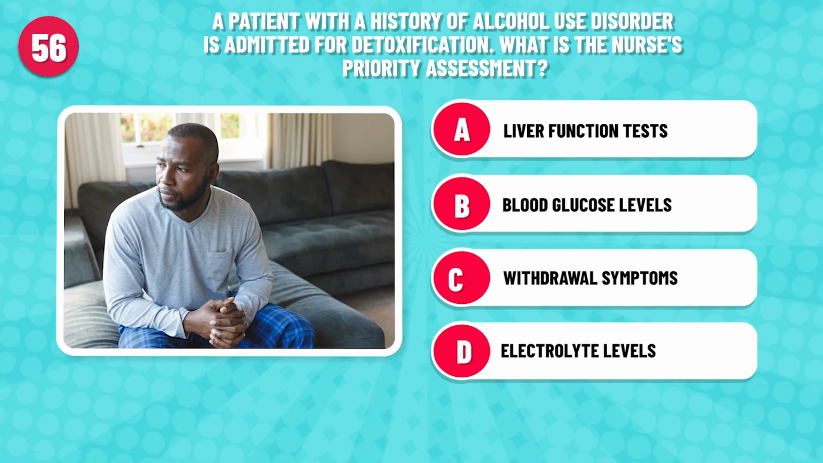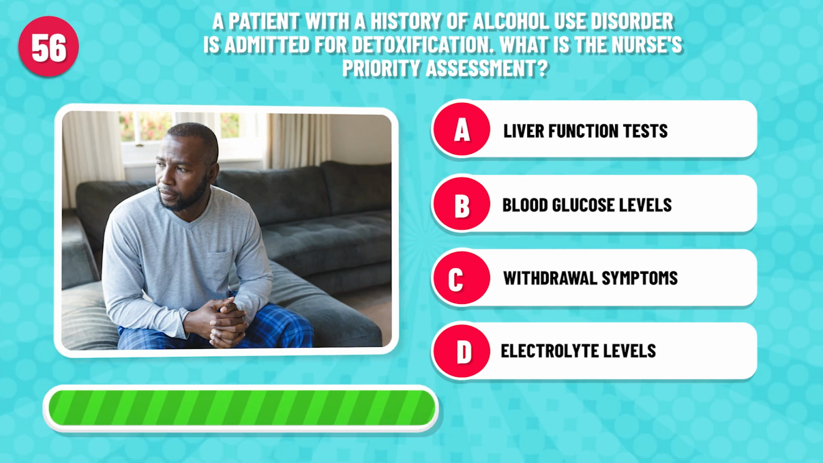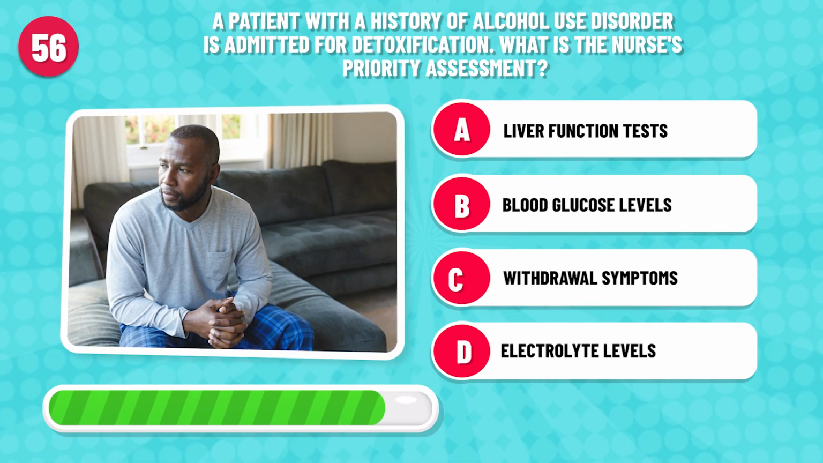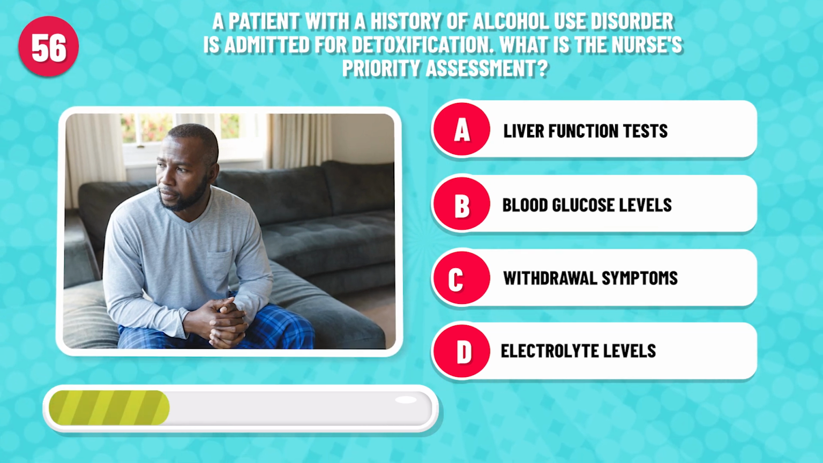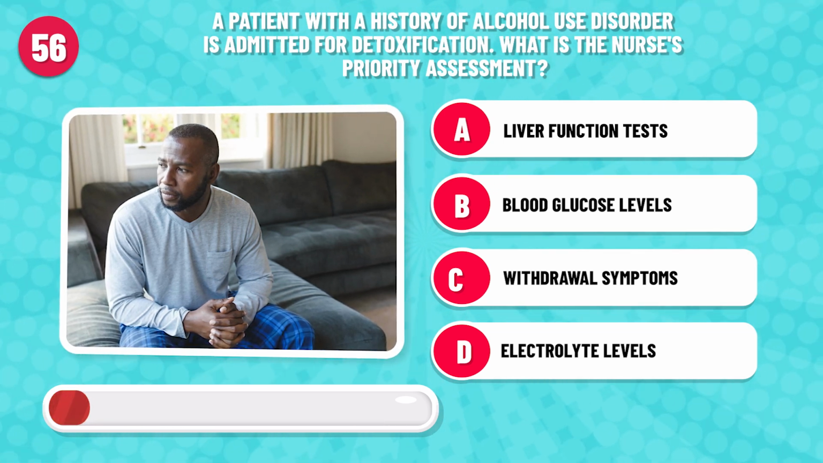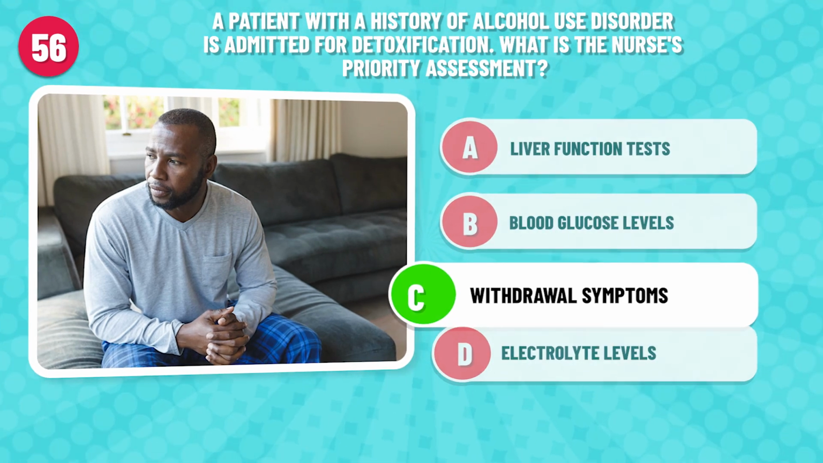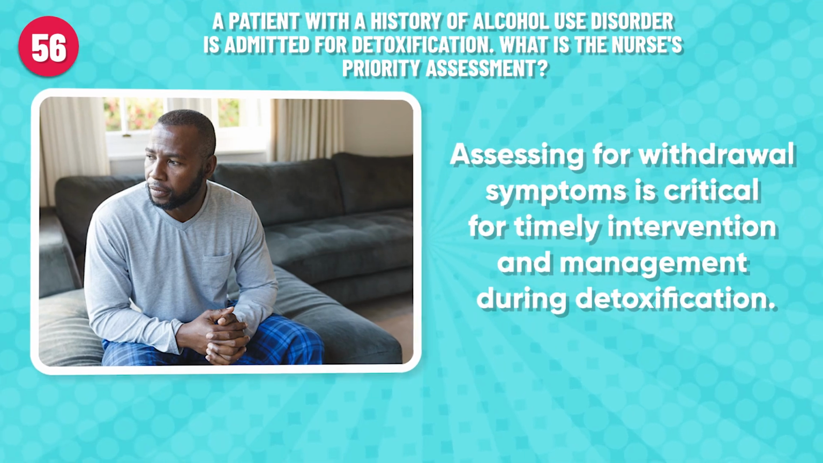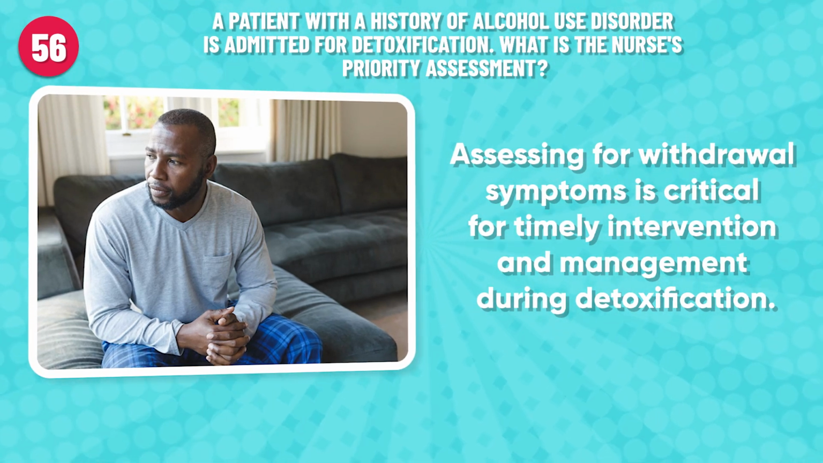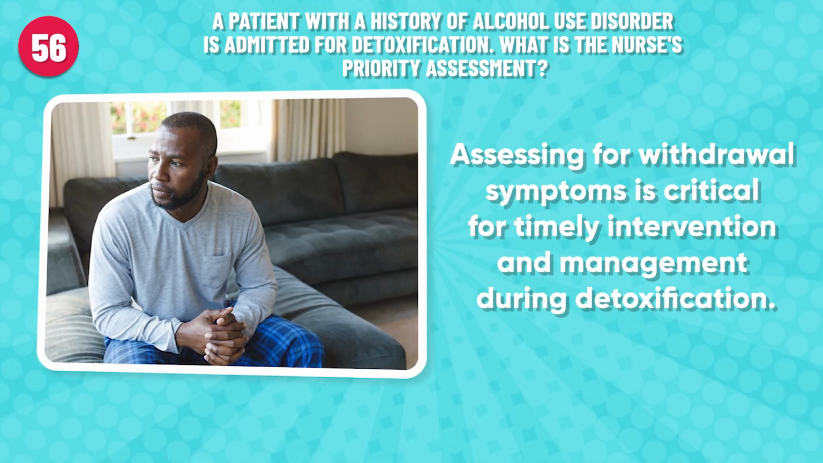A patient with a history of alcohol use disorder is admitted for detoxification. What is the nurse's priority assessment? It's C. Withdrawal symptoms. Assessing for withdrawal symptoms is critical for timely intervention and management during detoxification.